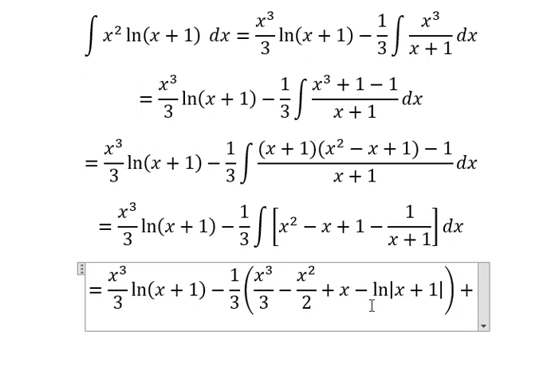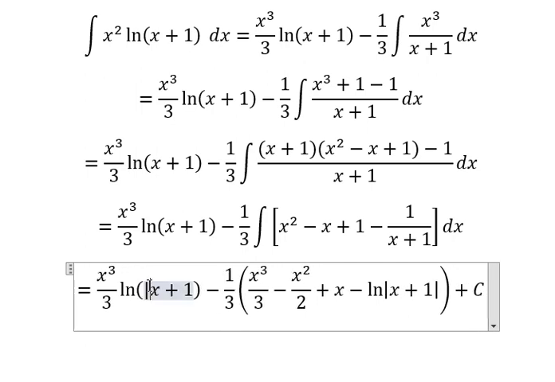And then we put c. And we put the absolute value in here.